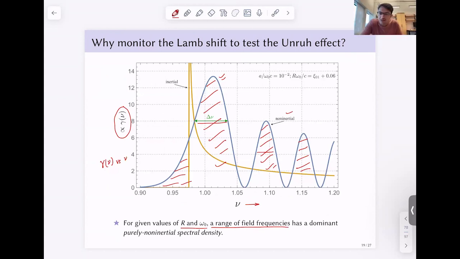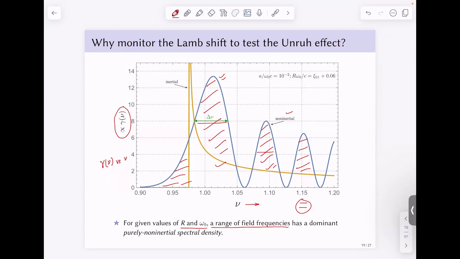Sorry, I didn't understand your question. So gamma of nu is meant to be the spectral response of the field. Yes. So that depends on R, because if you change R, that changes the density of field states. So that'll change gamma. Yes. But omega zero, that's the energy gap of the detector, isn't it? Yeah, that's the energy separation between the two levels of the atom.